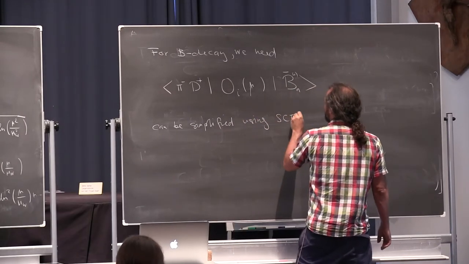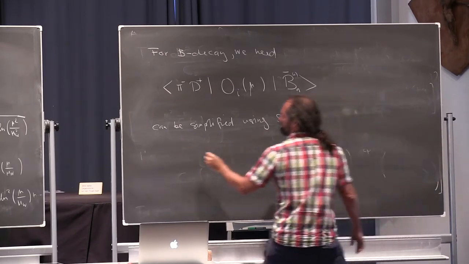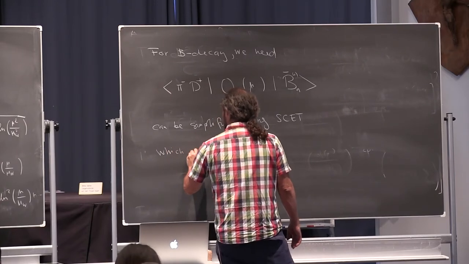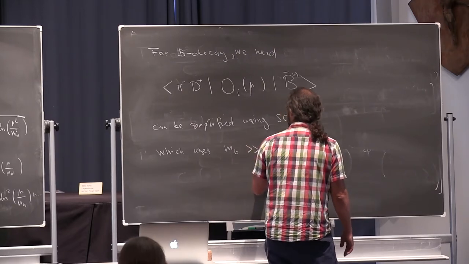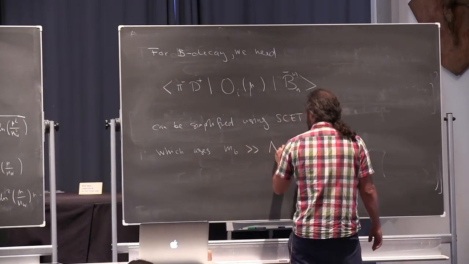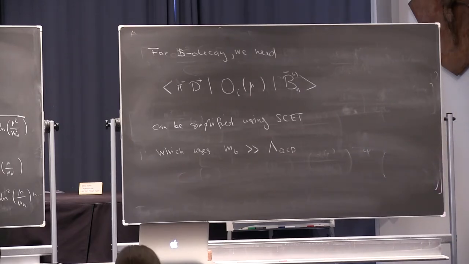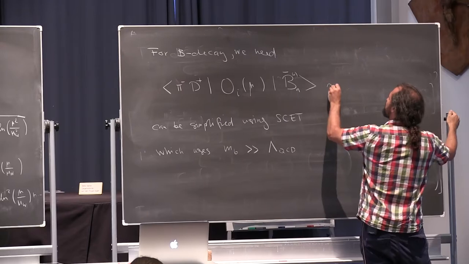So you can use another effective theory, namely soft collinear effective theory. And it uses the scale hierarchy that the B quark mass is still quite a bit larger than all this non-perturbative QCD that you encounter. So there is still some perturbative physics hidden in between. And what actually happens if you do compute this is that you get a factorization theorem.